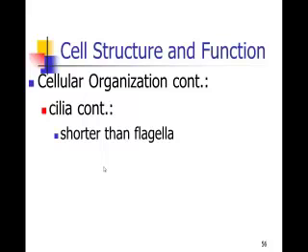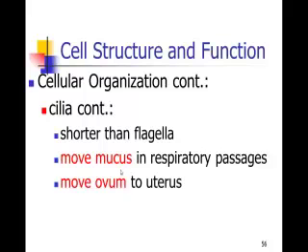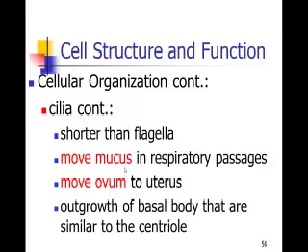Cilia are typically shorter than the flagella. As I mentioned, mucus is moved in the respiratory passages. In the reproductive tubes, the uterine tubes, they move the ovum. And then, as I mentioned, they're an outgrowth of that basal body, which is pretty similar to a centriole. Again, centrioles will be discussed in a regular lecture. I should mention something about this, though.